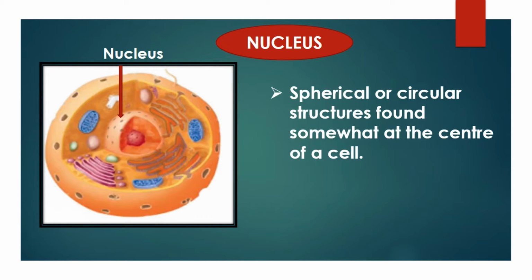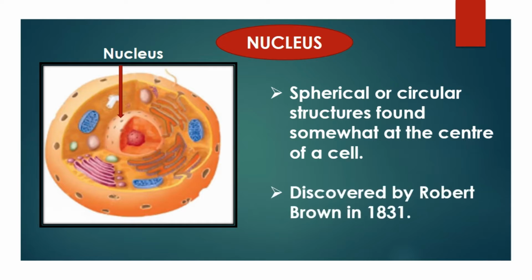In plant cells, nucleus is usually found towards one side, and this is due to the presence of large vacuole. In plant cells, when small vacuoles combine to produce large vacuole, nucleus is pushed towards one side. This organelle was first discovered by a Scottish botanist, Robert Brown, in the year 1831.